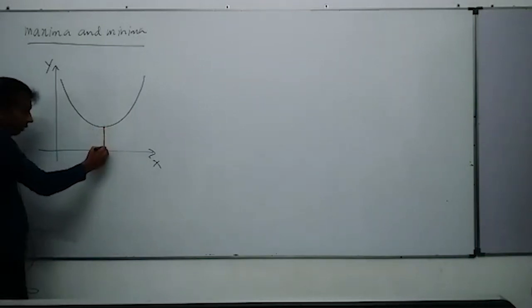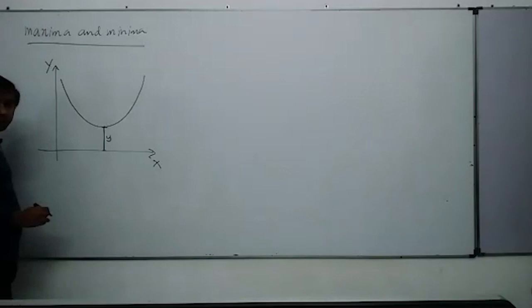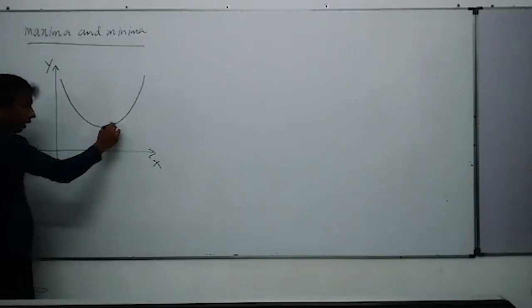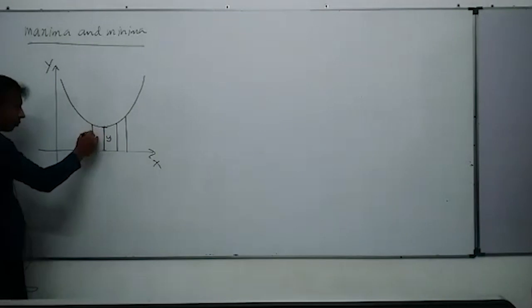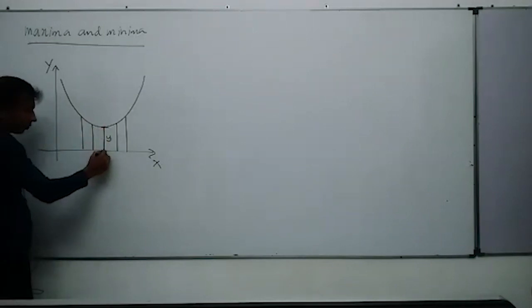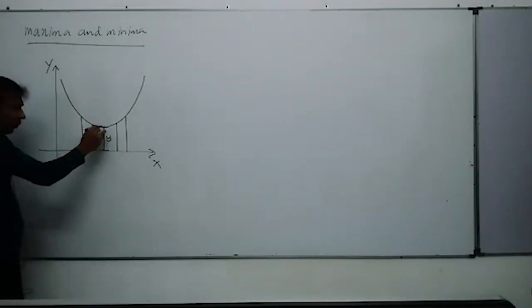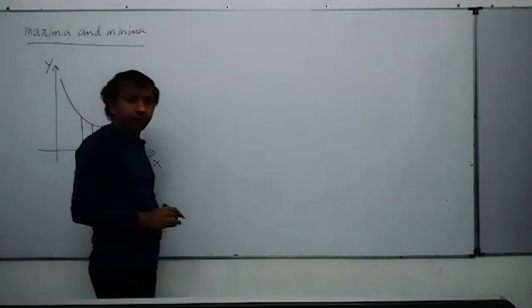having the least y value compared to other points on the graph. See here, the height from the x-axis to other points is greater than this height. Therefore, this point is called, people, the minimum point.